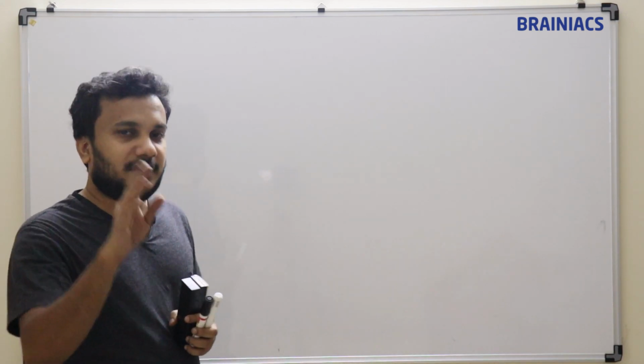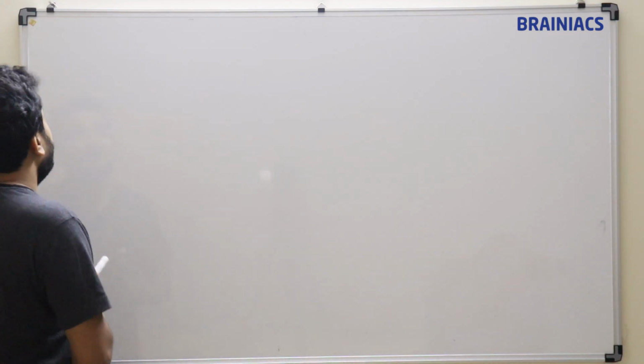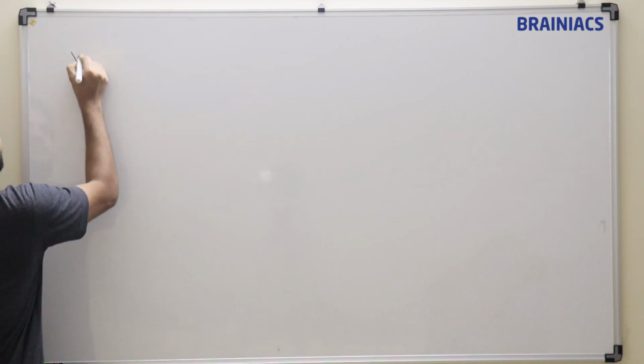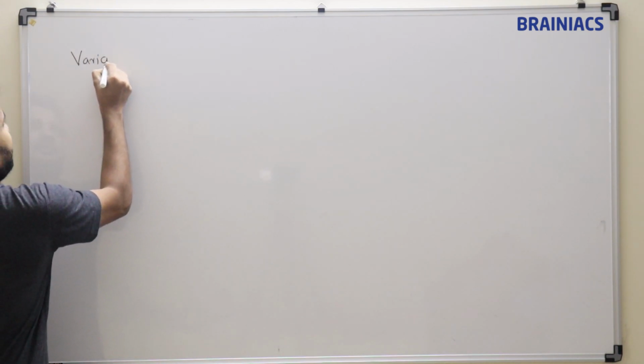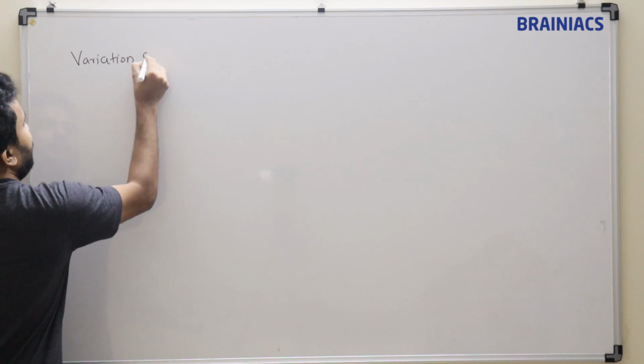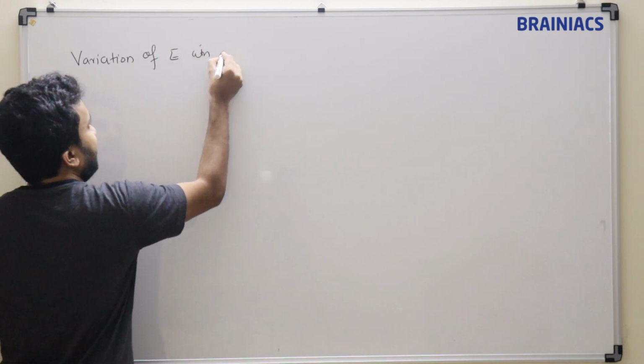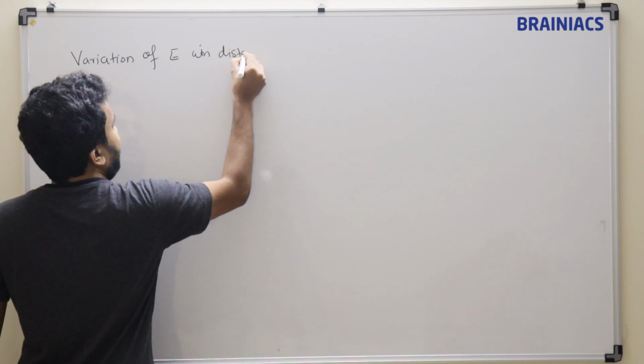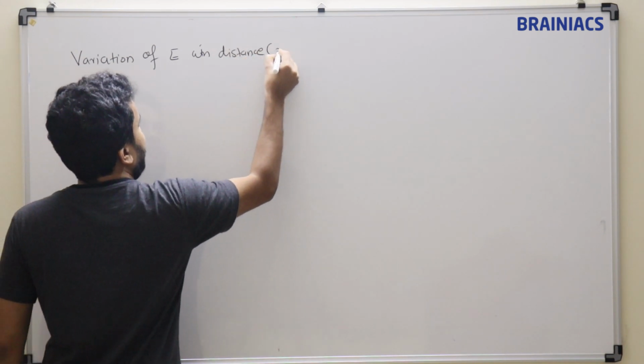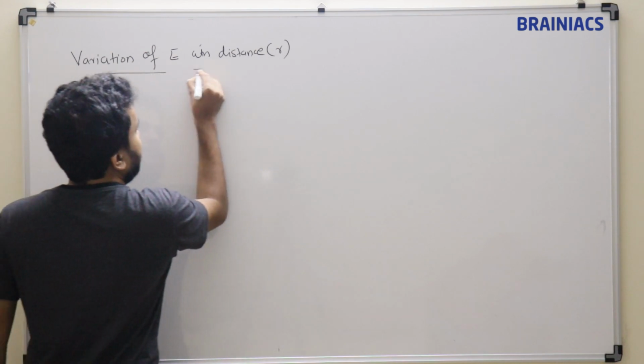So let's move on. Write down the heading: variation of electric field intensity with distance. You can put it as R, distance.